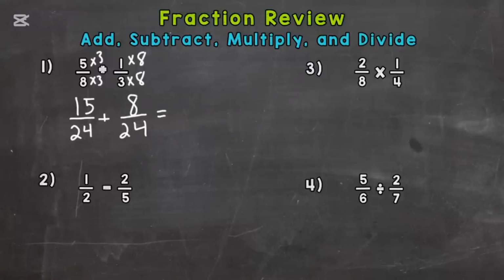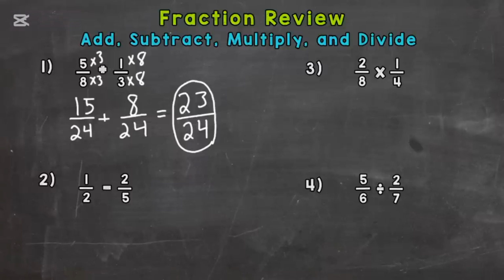So now that I have the renamed fractions with a denominator of 24, I can add my numerators. 15 plus 8 is 23. And you always keep your denominator the same, whatever that common denominator is, which is 24. Then check to see if your answer can be simplified, if there's a common factor that I can divide both my numerator and denominator by. Well, the only common factor is 1 here, so we are in simplest form. Our answer is 23 24ths.